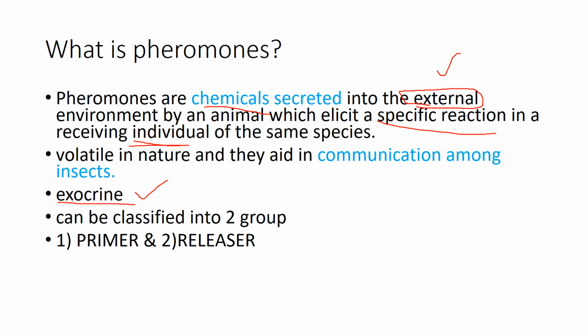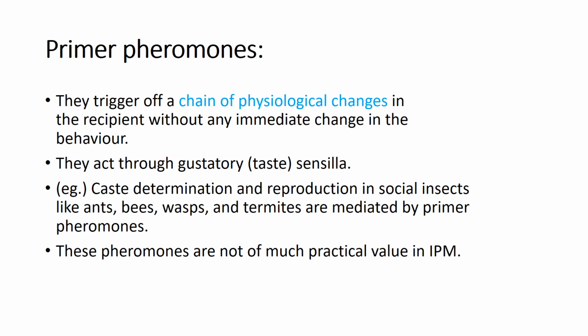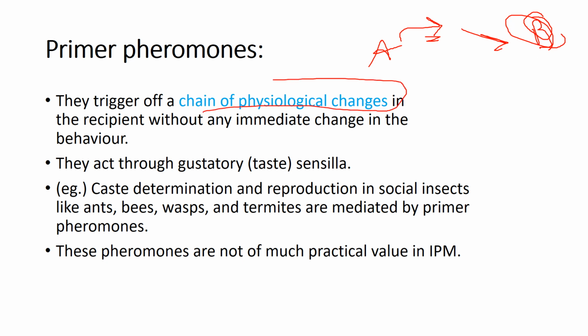They can be classified into two groups: primer pheromones and releaser pheromones. Primer pheromones, just imagine a small example. There is an insect A and an insect B. Insect A gives a signal, a pheromone, which reaches B. This pheromone does not change the behavior of the insect. It just elicits a chain of physiological changes. So small physiological changes happen if A releases the primer pheromone. This is the definition.